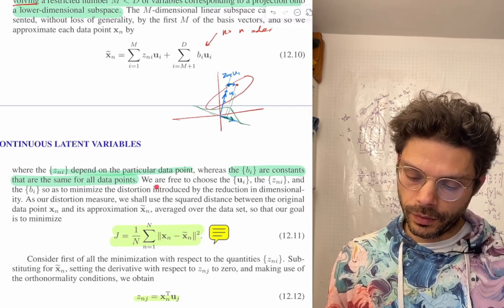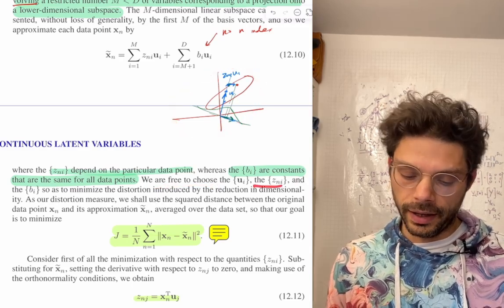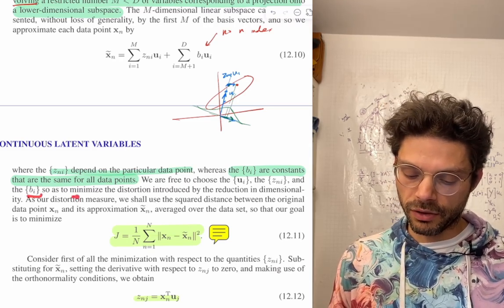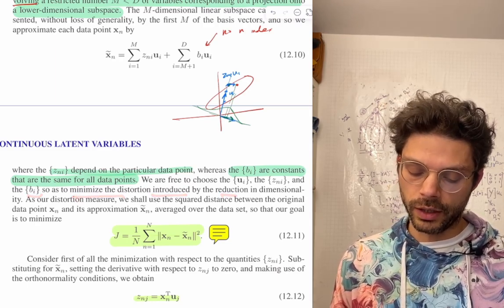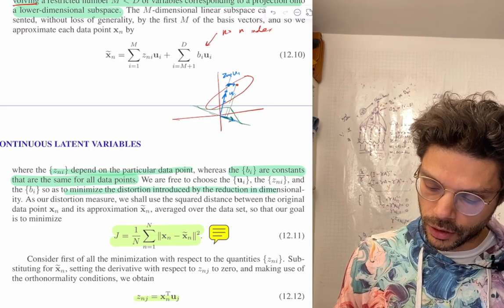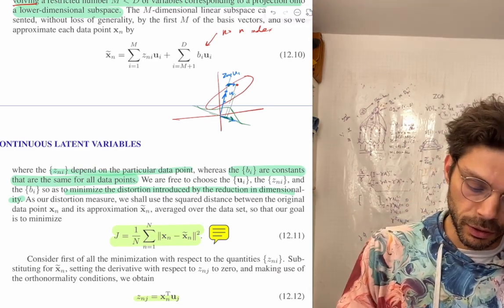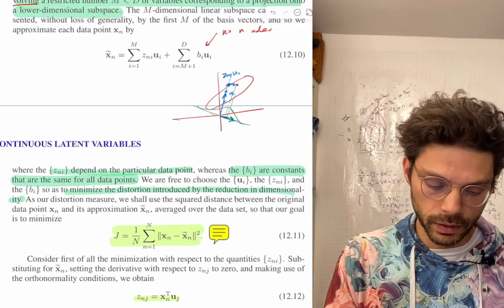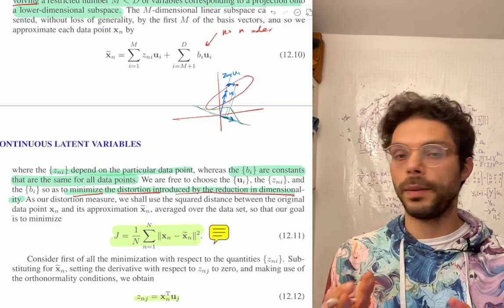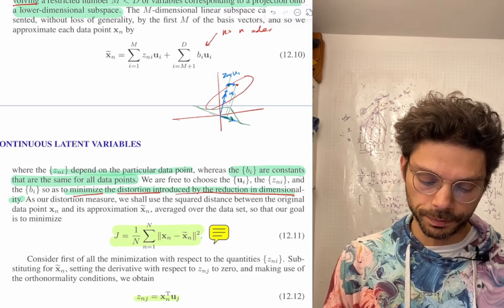Okay. We are free to choose the u_i. So you would have seen here that maybe I picked the wrong one. The z_ni, the coefficients of each data point in that basis, and the b_i, so as to minimize the distortion introduced by the reduction in dimensionality, right? So that's what we're trying to do. We've gone from D dimensions to M less than D, plus some offset. So let's highlight this. This is important. We want to find a lower dimensional projection plus this offset that minimizes the distortion. Now, how are we going to measure distortion?